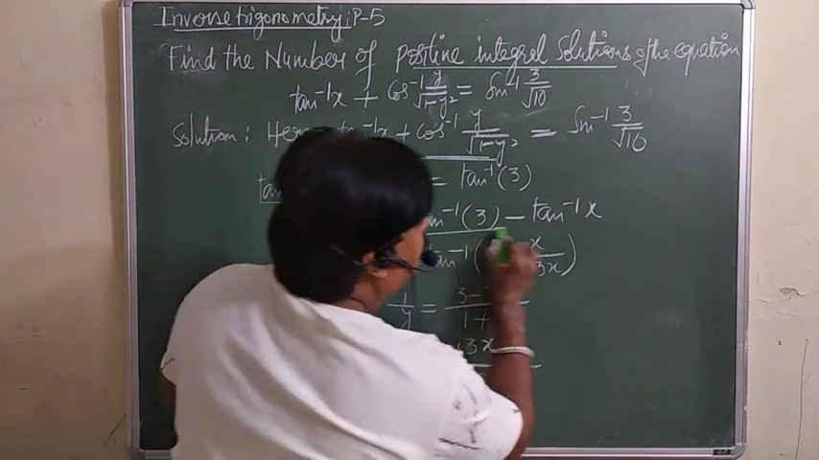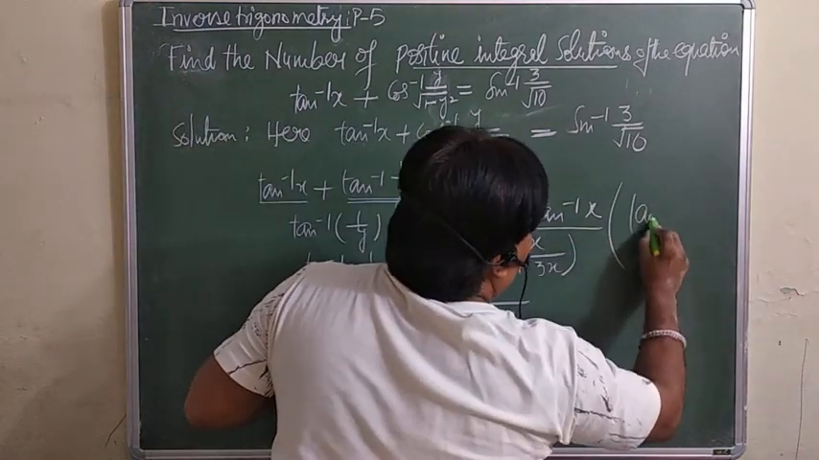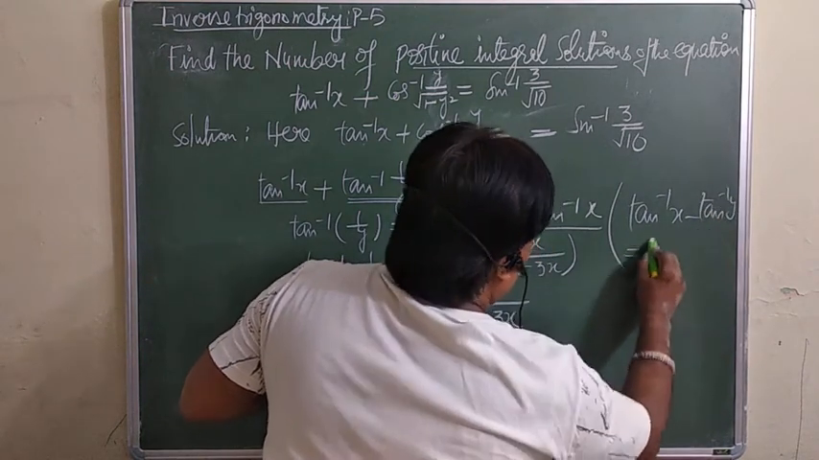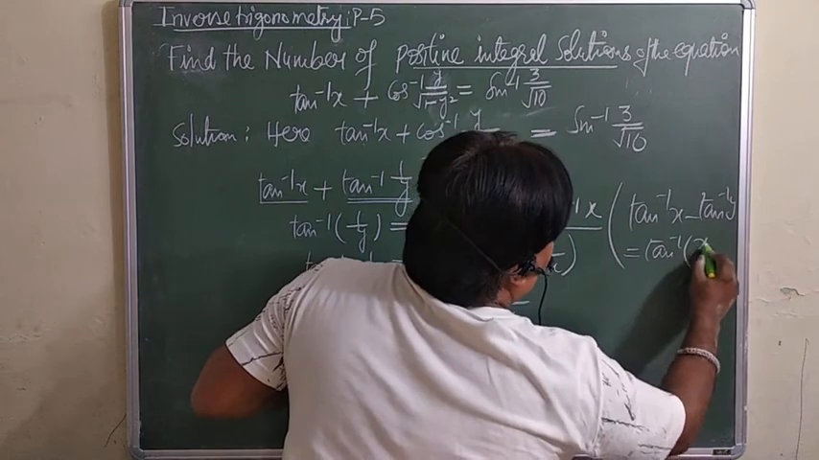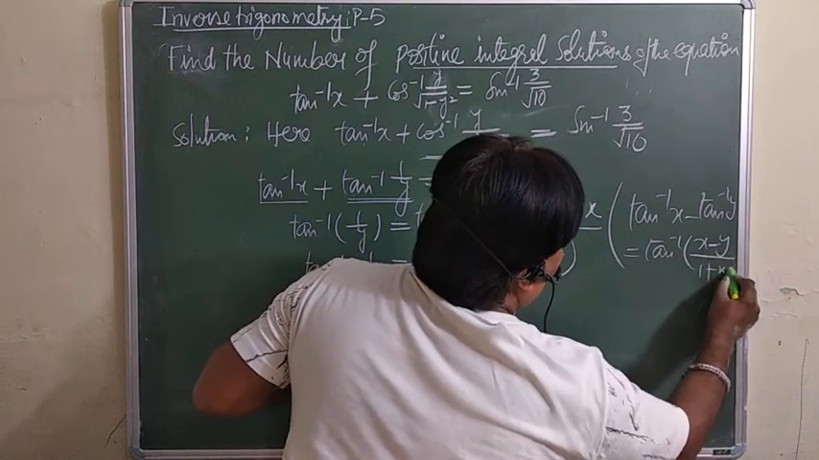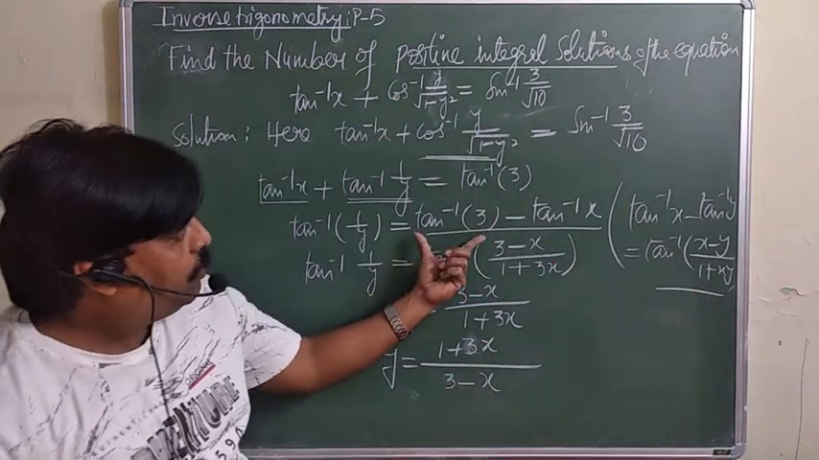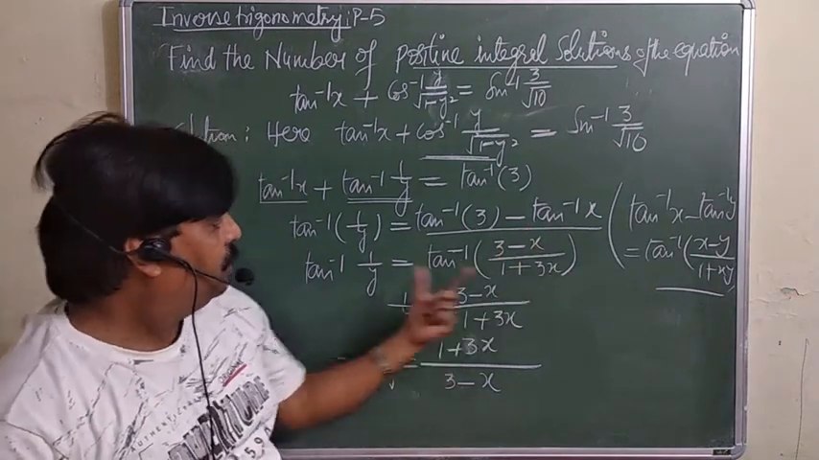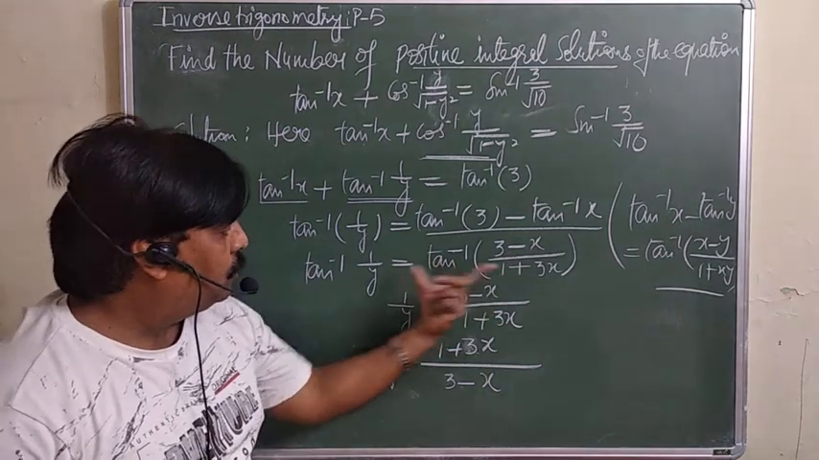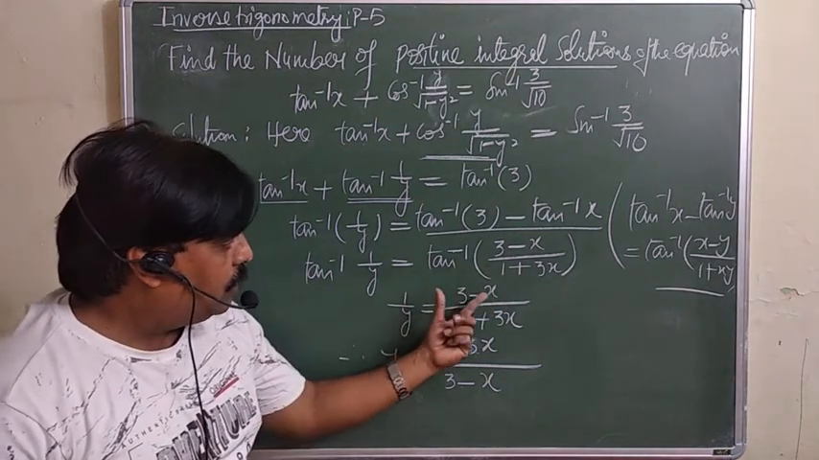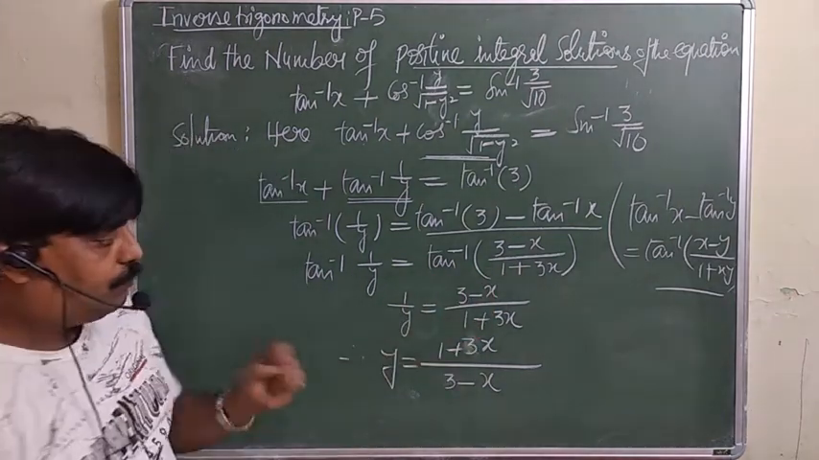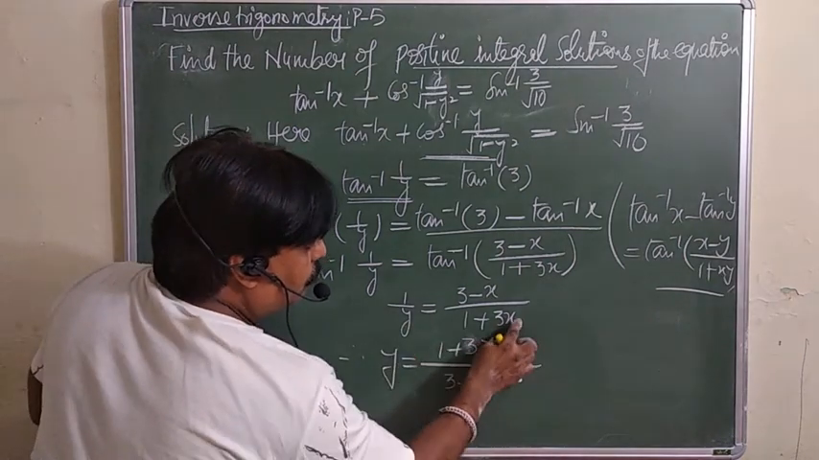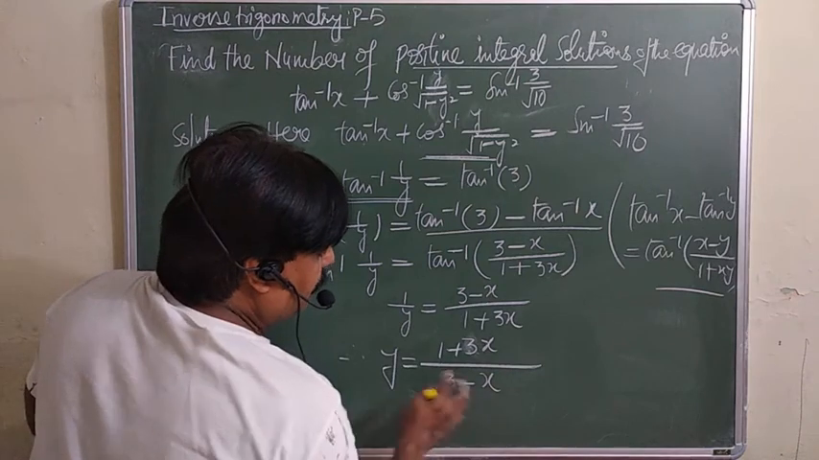Here you can apply the tan inverse x minus tan inverse y formula. We know that it is tan inverse of x minus y over 1 plus xy. So tan inverse 3 minus tan inverse x is tan inverse of 3 minus x over 1 plus 3x. So tan inverse 1 over y is equal to this one. So you can say 1 over y is equal to 3 minus x over 1 plus 3x. Therefore y equals 1 plus 3x in the numerator and 3 minus x in the denominator.